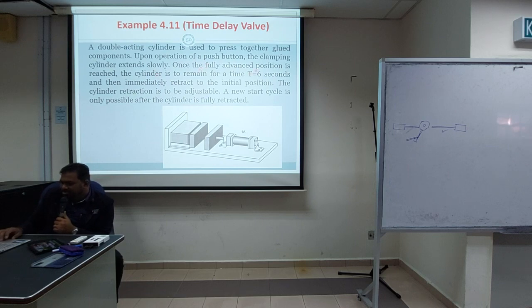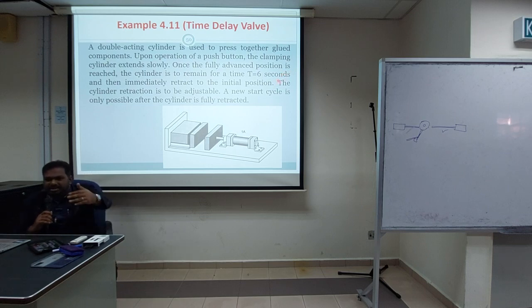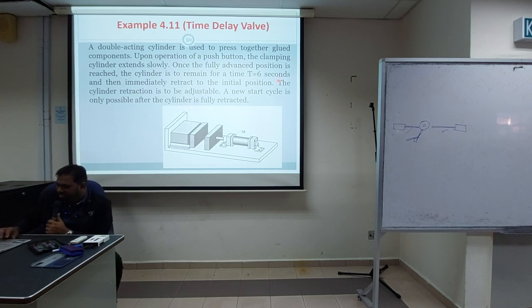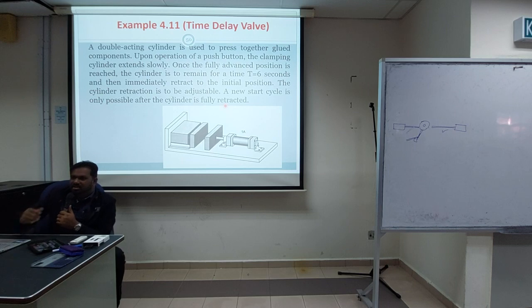Once the fully advanced position is reached, meaning it's already reached sensor extended on, the cylinder is to remain at the time of T equals to 6 second. Meaning dia dah sampai fully extended, dia tunggu 6 second, baru dia retract. So that's a condition. A new cycle is only possible after the cylinder is fully retracted. Maksudnya dia dah fully retract, sensor kena detect, baru new cycle boleh start.